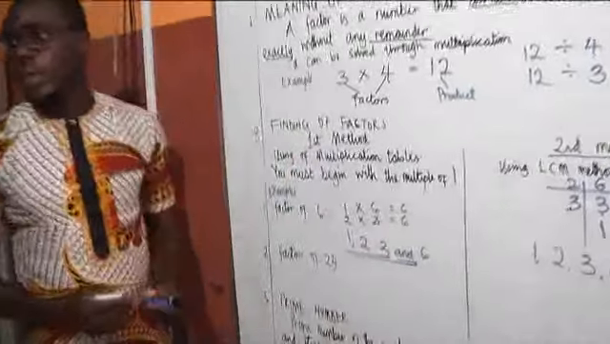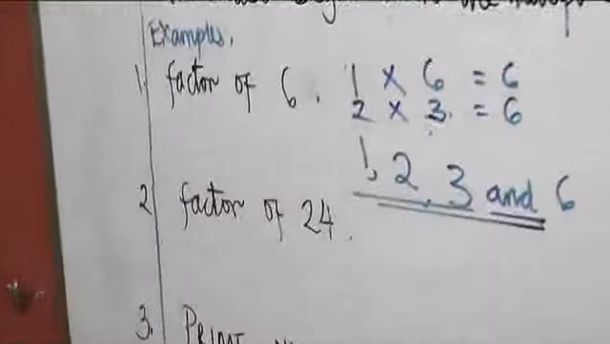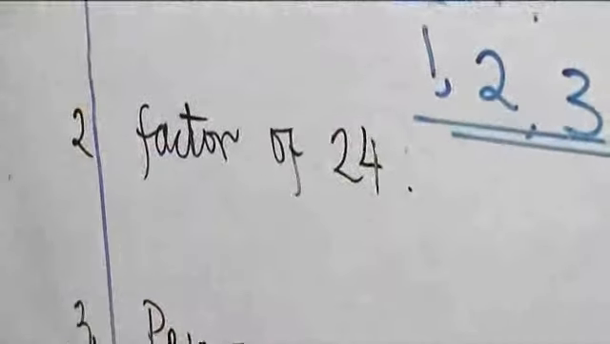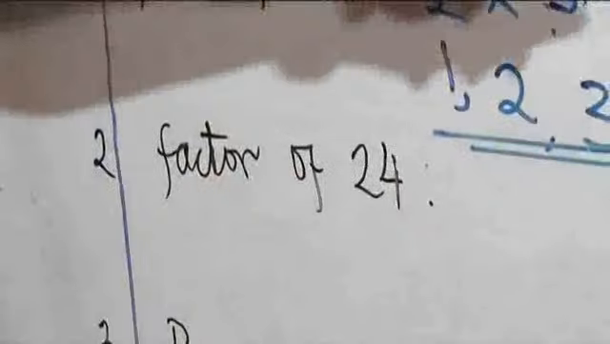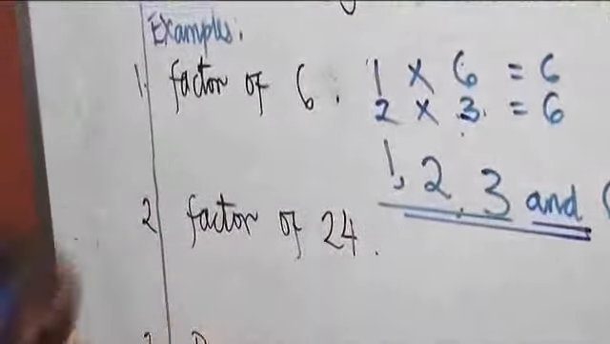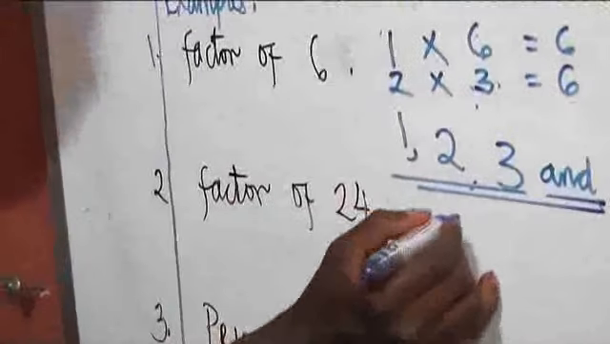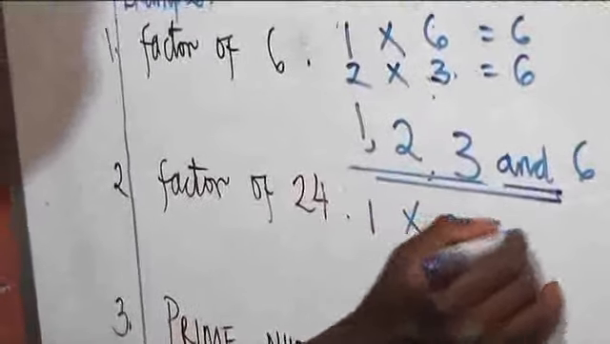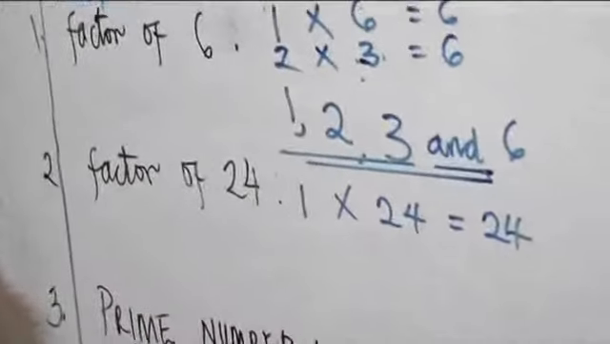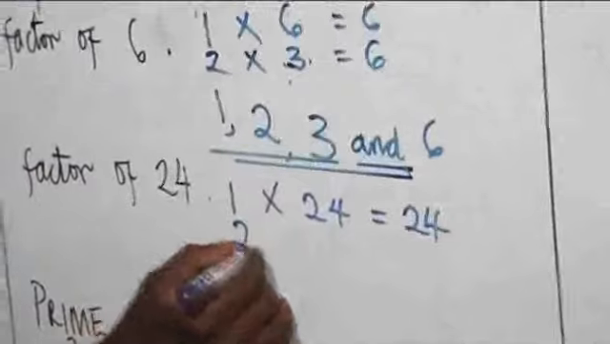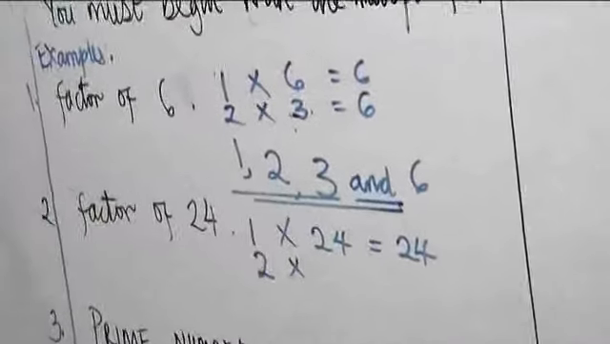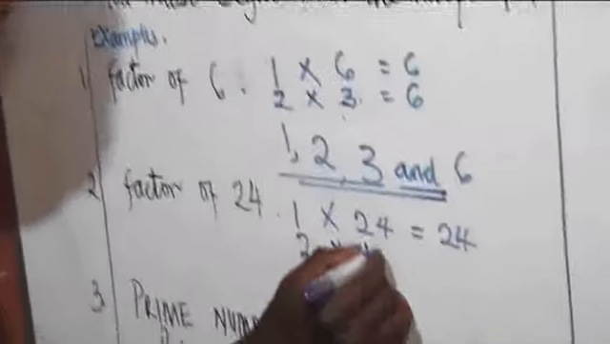Now, let's go to the second example. That's factor of 24. Now, what number, starting from the multiple of 1, as we've explained earlier on, what product of 1 will give us 24? We have 1 times 24. Good. After 1, we move to what? 2. Good. So 2 times what? Can someone tell me? 2 times what will give us 24? Okay, good. 2 times 12.